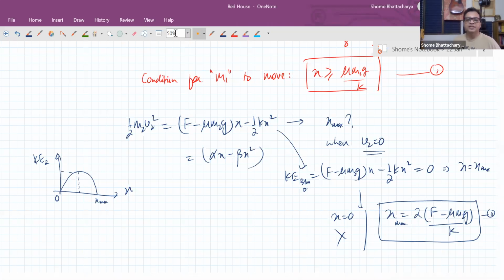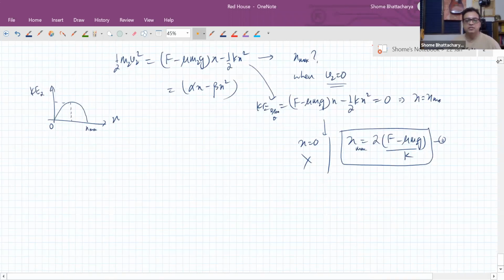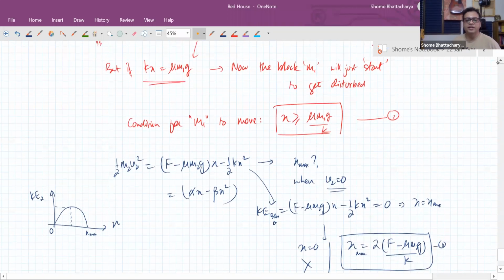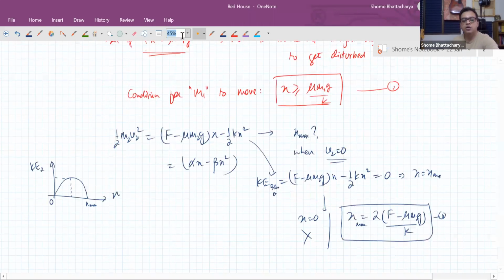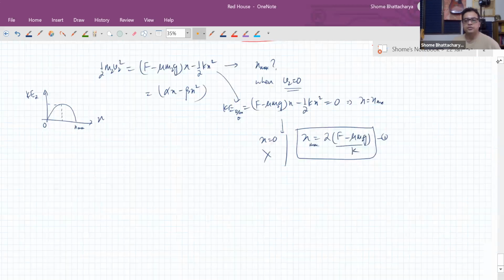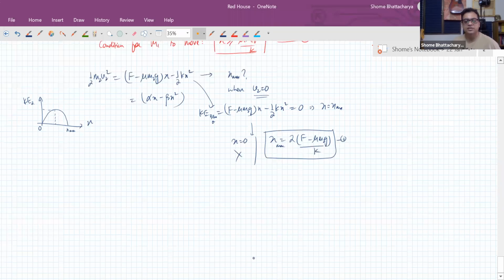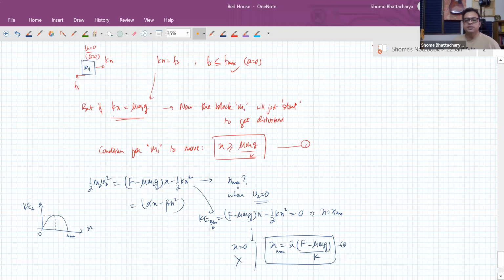Now the limiting condition becomes that the spring has reached maximum extension, but still it has not been able to displace this block. Just at that moment, if the block is ready to get displaced, that means you reach the limiting condition for the block M1 to get displaced. So just at the moment when the spring reaches the maximum extension because of the force acting on the block M2, if M1 is ready to be displaced at that instant, you're getting the limiting condition for M1 to get displaced.